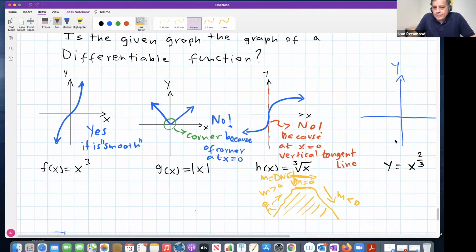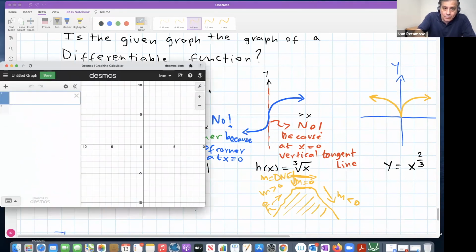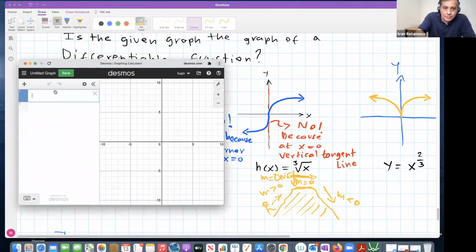The last example is y equals x raised to 2/3. When you graph this function, guys, you're going to get something like this. Believe it or not, something like this. So what? Well, guys, if something is surprising or shocking to you, use your tools. Is this the graph of that? Let's check it out.